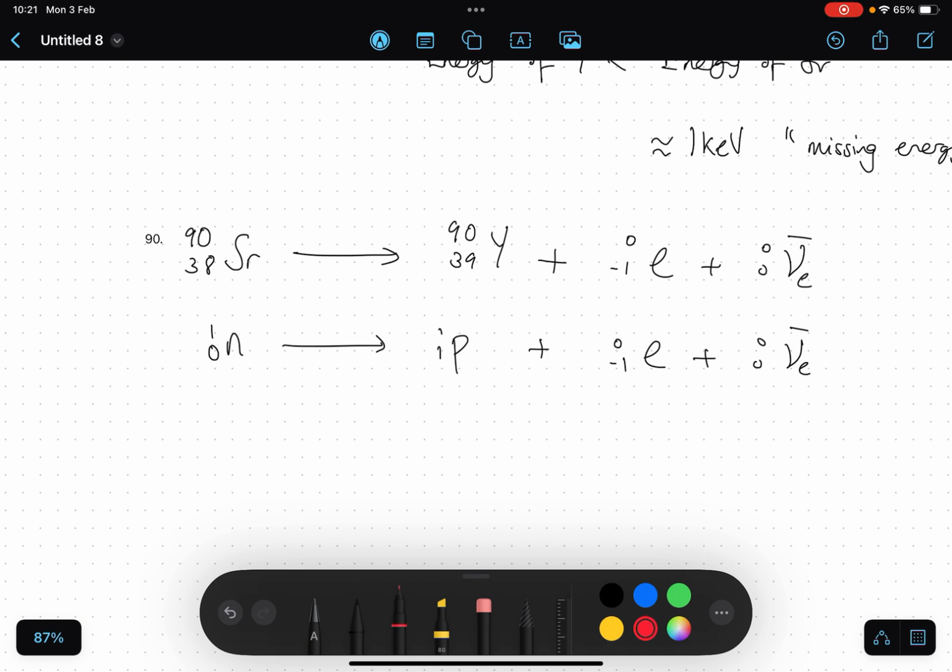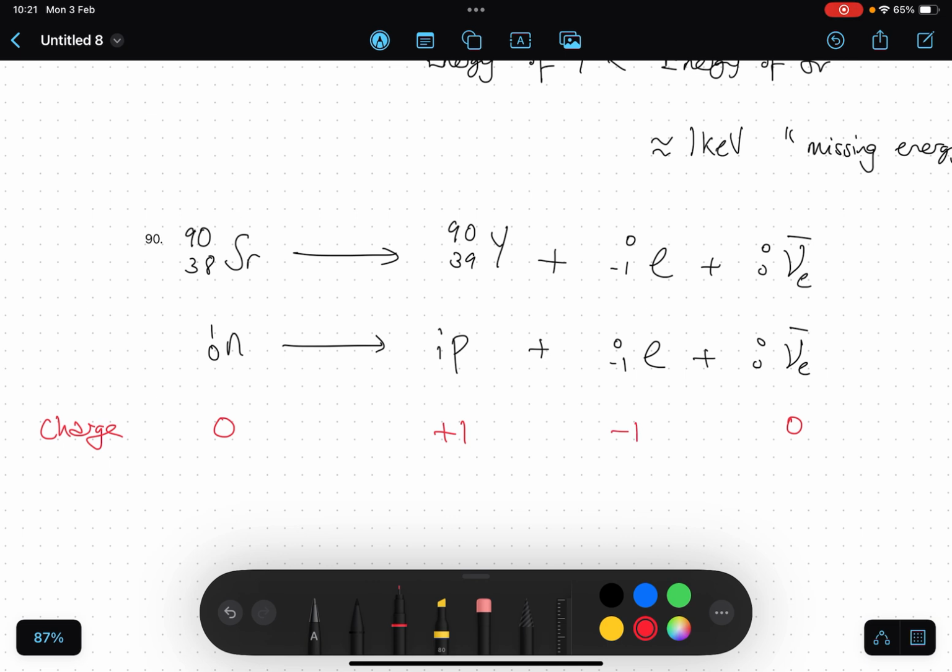So as I said to you, all you need to be able to do is to balance charge. So let's apply conservation of charge again. The neutron has 0 charge, the proton has +1 charge, the beta minus particle, the electron, has -1 charge, and the neutrino or antineutrino has no charge.